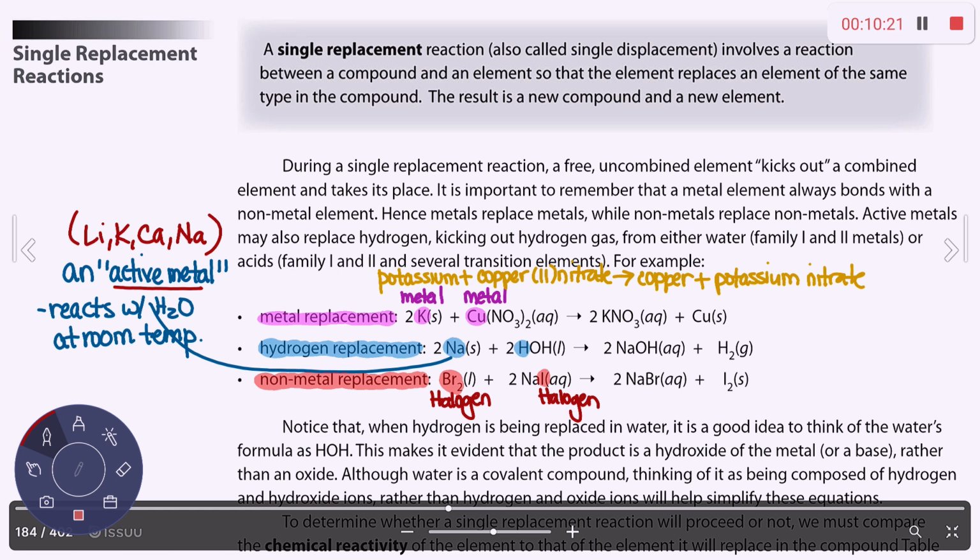For the non-metal replacement, you're looking at the right side of the table for this one, because that's where the halogens are. And is bromine higher on the list than iodine? Yes. So that means this reaction will happen. Can I go on?